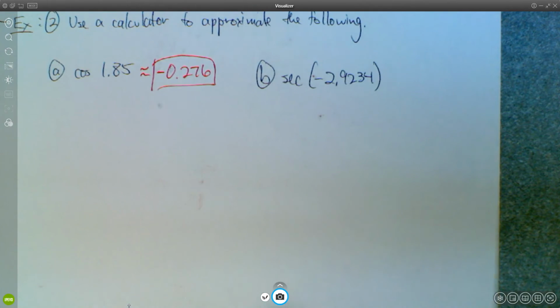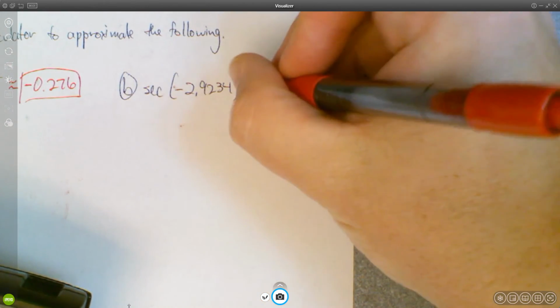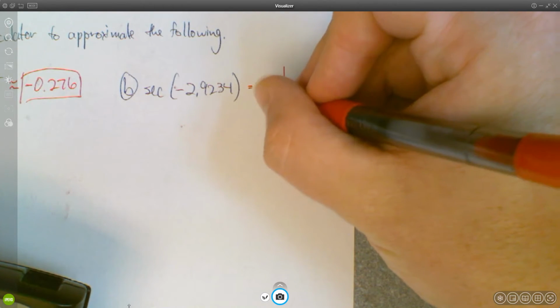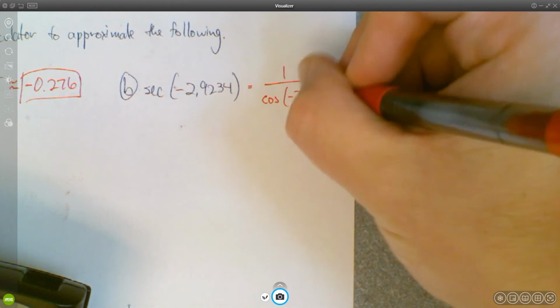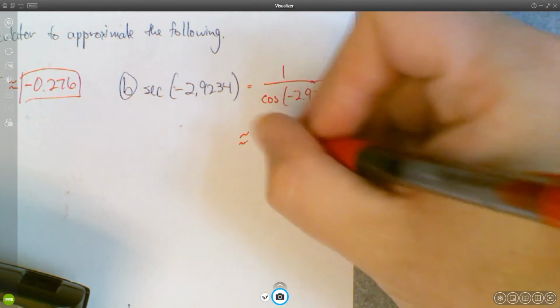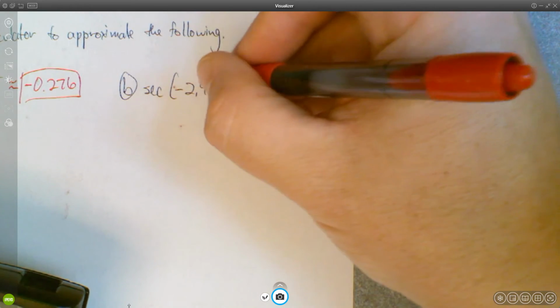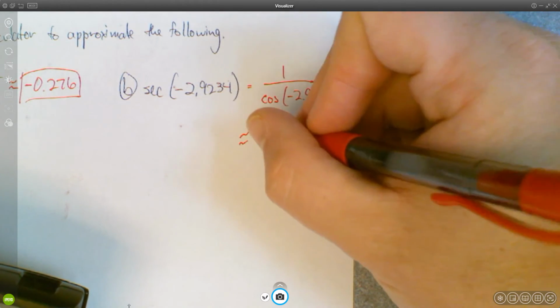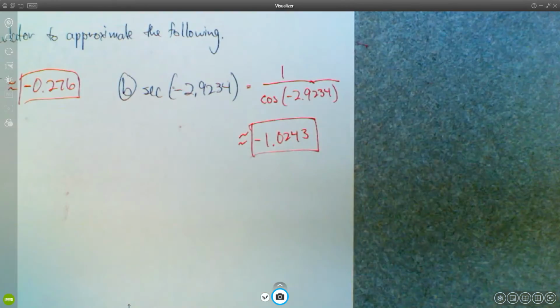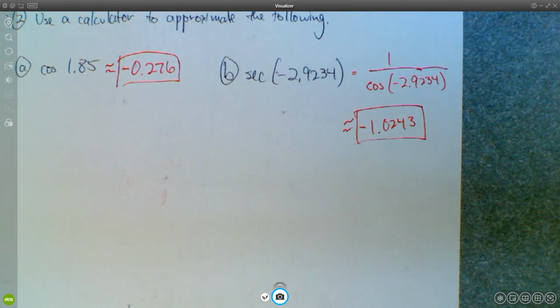Okay, so you probably don't have a secant button on your calculator, so you probably have to use the reciprocal identity and call this 1 over cosine of negative 2.9234. If you do, that should come out to about, we have 6 sig figs, so negative 1.0243 approximately is what you should get on that one. Okay? So that's how your calculator works. Just make sure you're in radian mode.